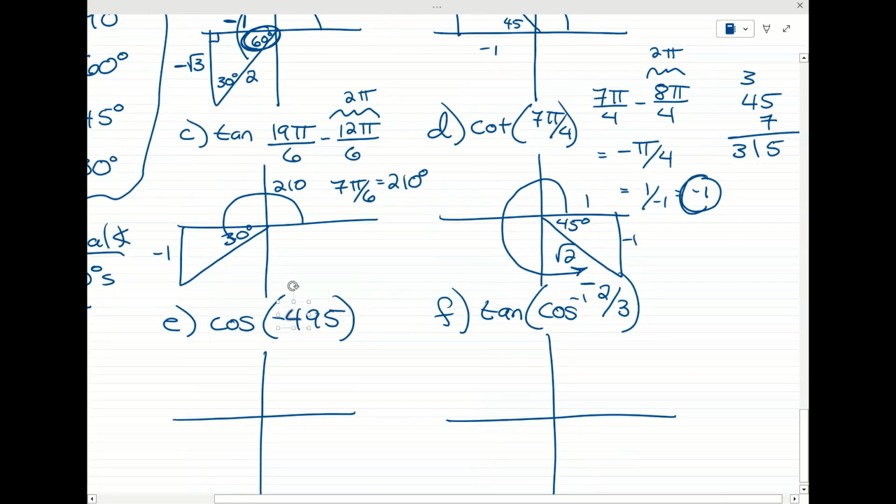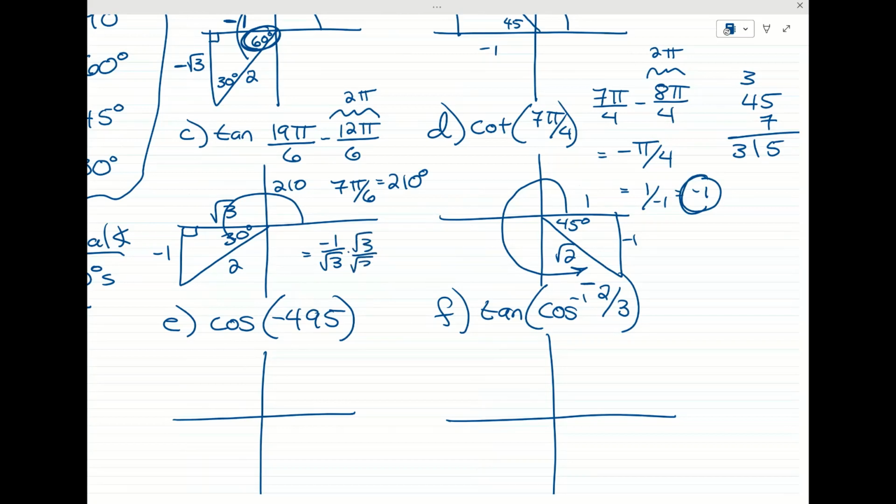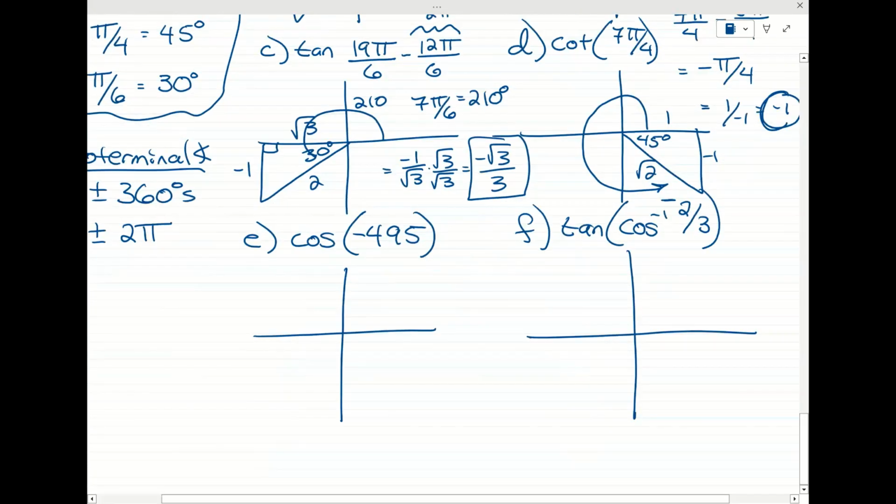So we have negative 1, 2, and root 3. Tangent is opposite over adjacent, and you can't have a radical in the denominator, so it's negative root 3 over 3. So I'm kind of going from radians to degrees and back and forth. If that's a little confusing for you, not a big deal.